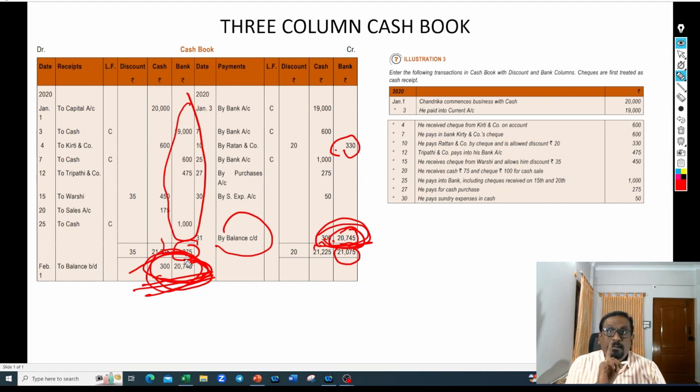And you need to keep one thing in mind. Whenever there is an overdraft facility or cash credit facility available, at that time our bank balance might show a credit balance, otherwise it will also show a debit balance, right? So that's all about the three column cash book.